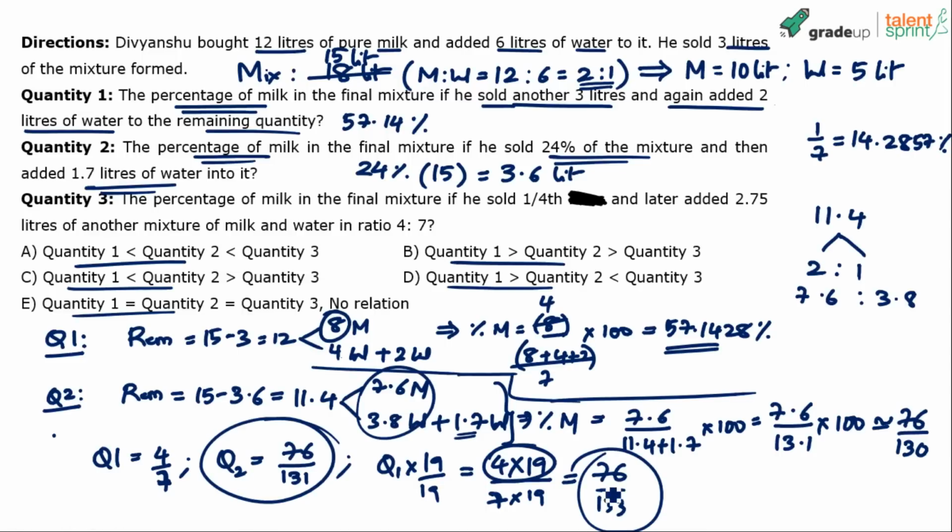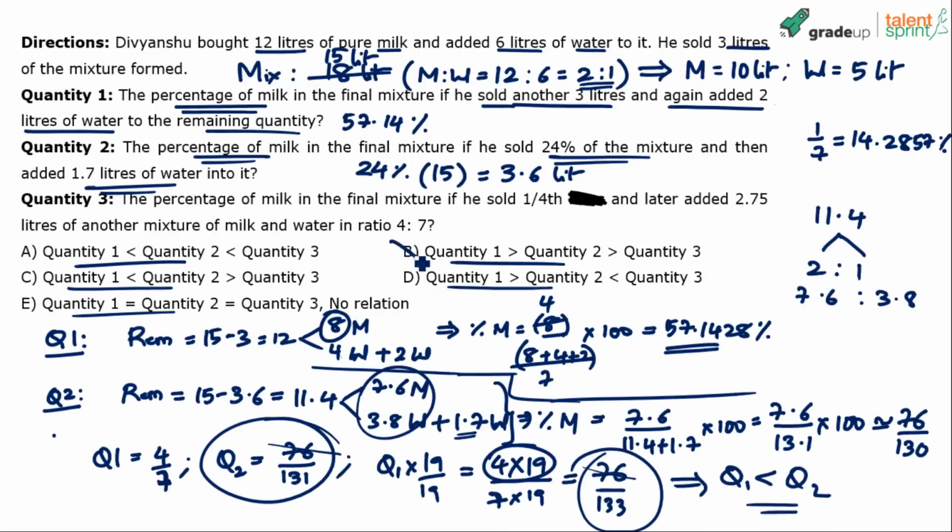Because the numerators are equal, forget about numerators and just look at the denominators. Quantity 1 has 133 in the denominator. Quantity 2 has 131 in the denominator. Denominator is less implies value is more. This is how you compare very quickly: either make both the numerators equal or both the denominators equal. Cross multiplication is also possible, but now we don't have to do it. Q1 is less than Q2 because in Q1 the denominator is more than the denominator of Q2.